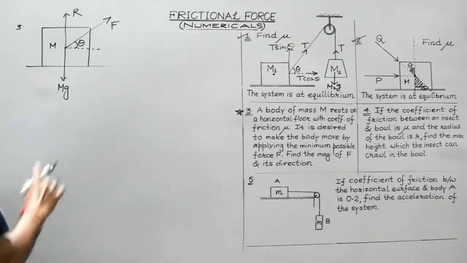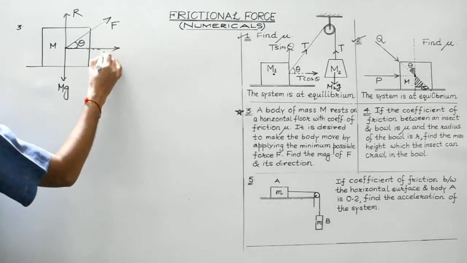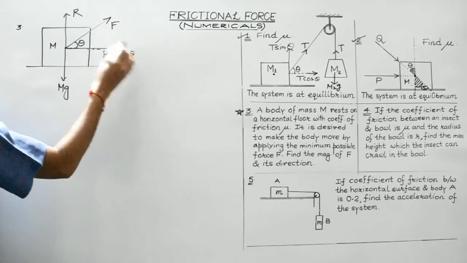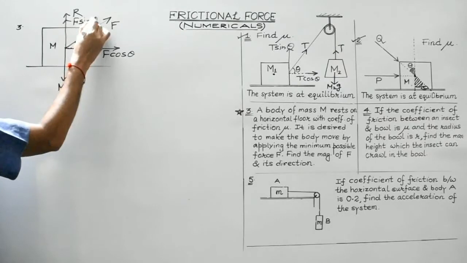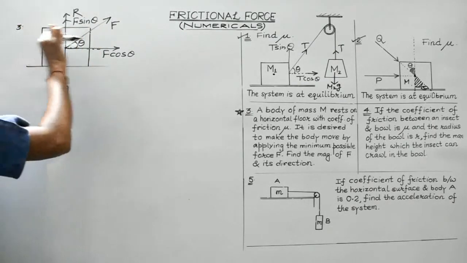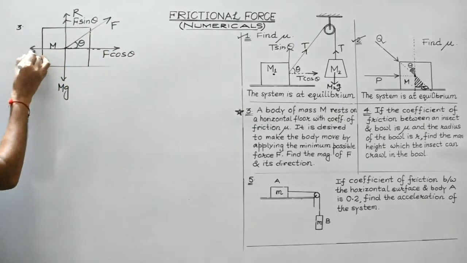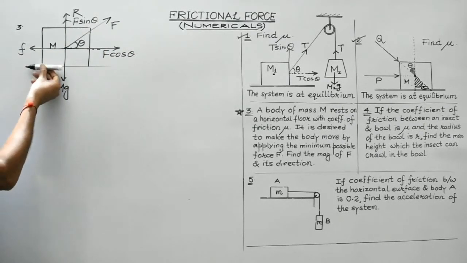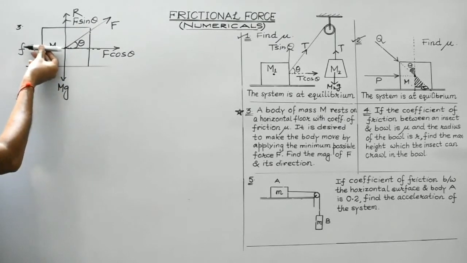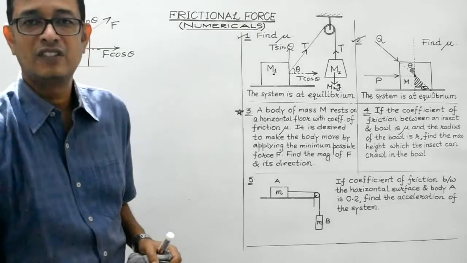Right? So F can be resolved into two components. This component would be F cos theta and this component would be F sin theta. Right? So the body will tend to move along this direction. So the force of friction will naturally act in the opposite direction. Actually, force of friction will act along the surfaces in contact tangentially. So I have drawn an equal vector at this particular point. So this is the force of friction. So this is the diagram, students.